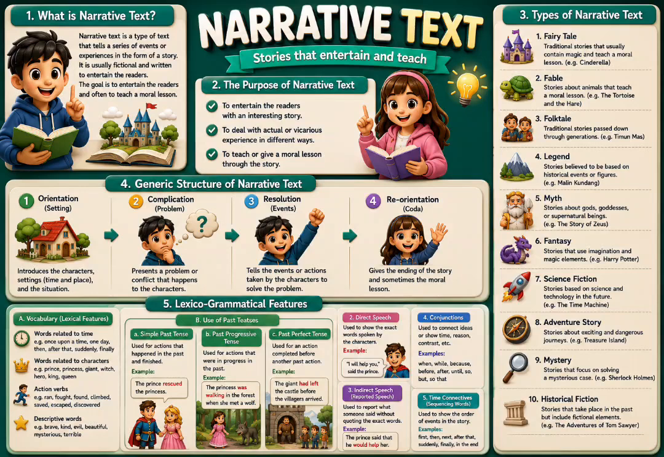What is narrative text? Narrative text is a type of text that tells a story or a series of events. The story is usually imaginary or fictional, although it can also be based on real events. The main purpose of narrative text is to entertain the readers and often to teach a moral lesson. For example, stories like Cinderella, Snow White, or Ti-Moune Mars are examples of narrative texts.